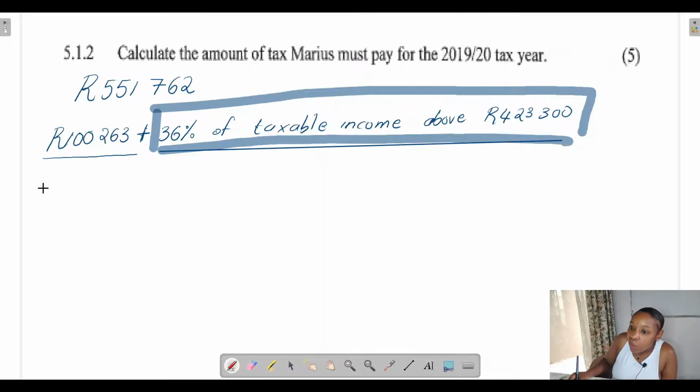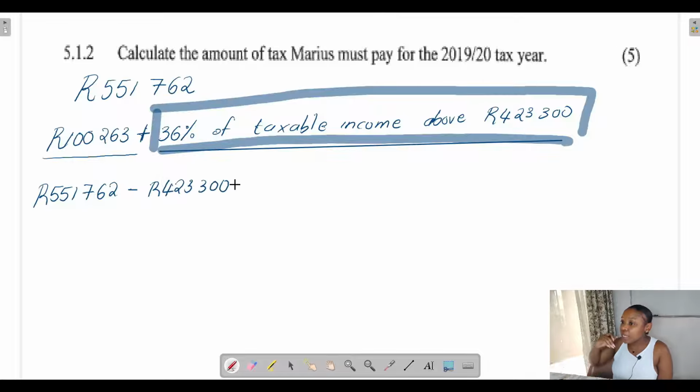Like I mentioned, guys, we are going to take that 551,762 minus the 423,300, because we want to calculate the taxable income that is above that 423,300, right? Okay, if we are at 551,762, how much did we add to 423,300 to get to 551,762? So that is the amount that we're trying to get.